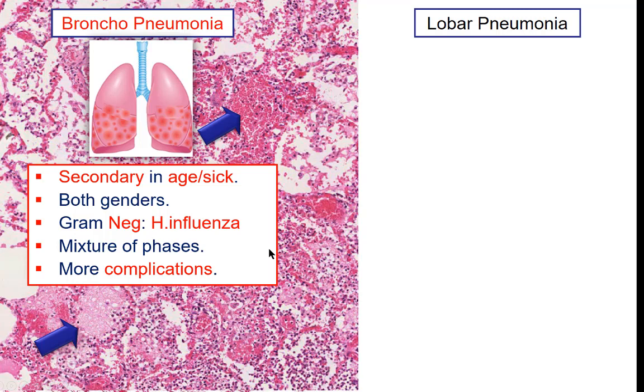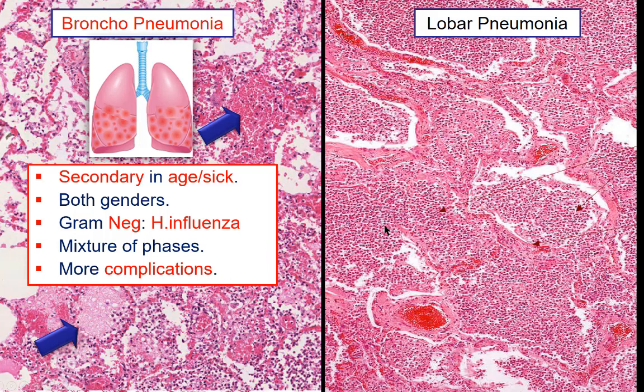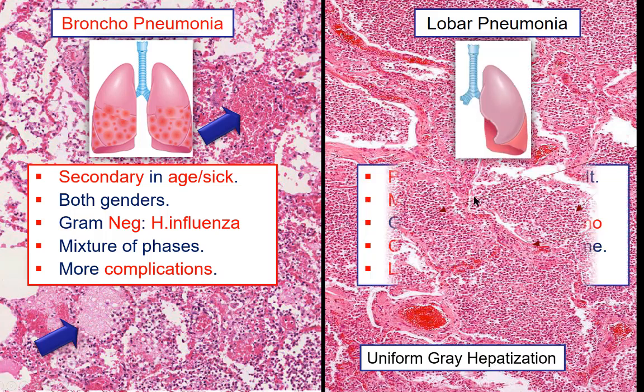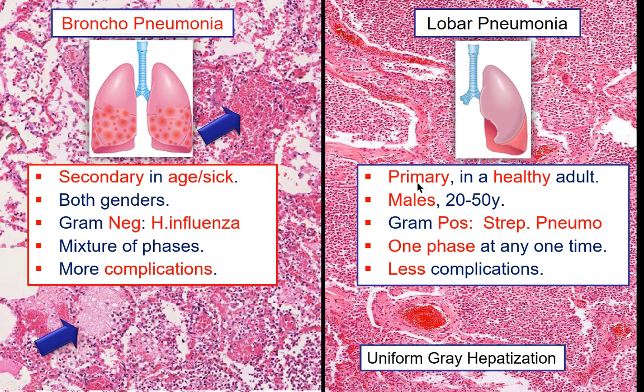Mixture of phases microscopically and more complications. Now compare with the lobar pneumonia. All over, all the alveoli are showing just one uniform gray hepatization. Morphologically, it is one lobe affected. This is usually a primary pneumonia in an otherwise healthy adult.